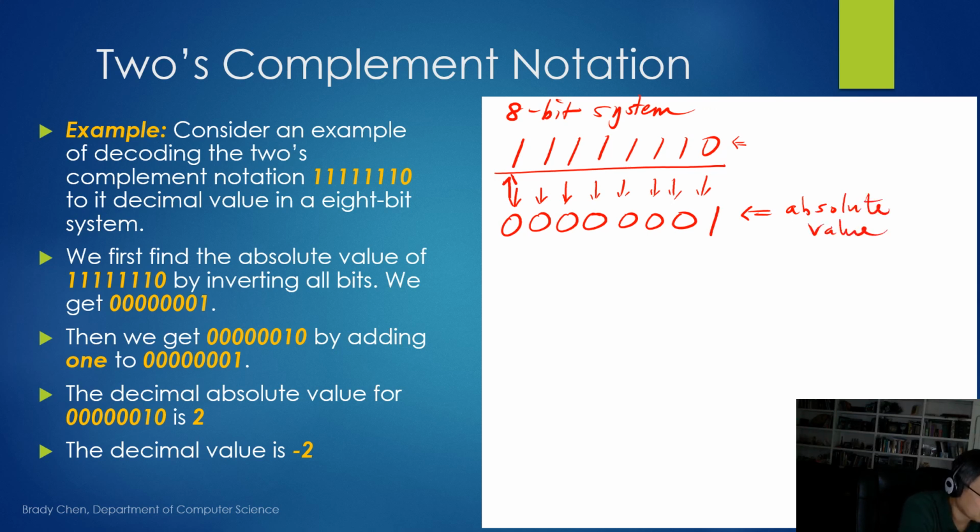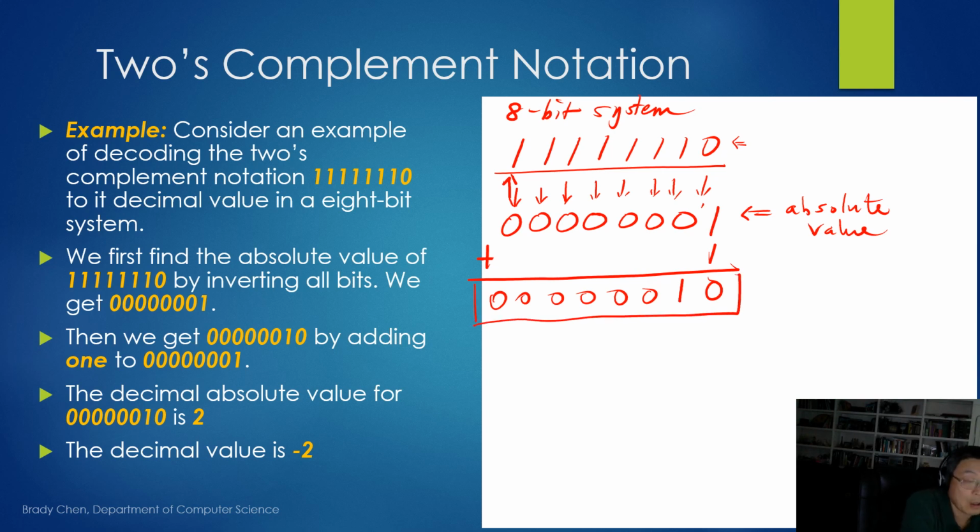And then we add a 1 to this value, to the absolute value. So we get 1 plus 1, that's 0, carry it to the next one, so 1. So this is actually the absolute value in binary form. Now let's convert this into decimal form. What is this? It is actually 2, right? So that's the decimal absolute value.